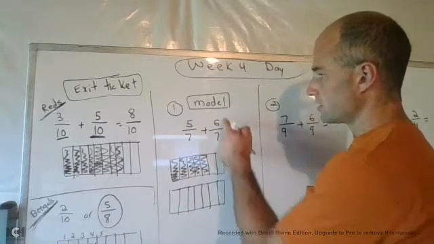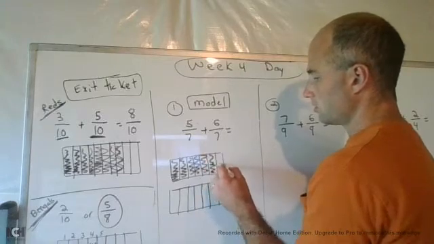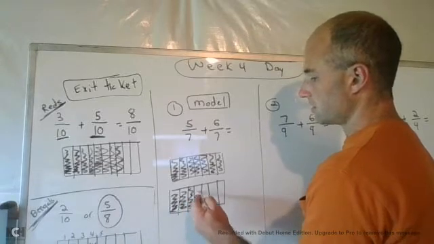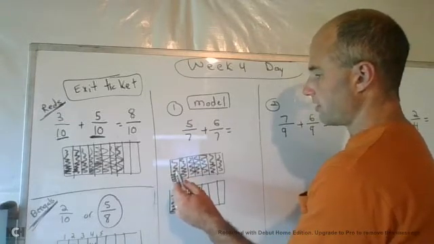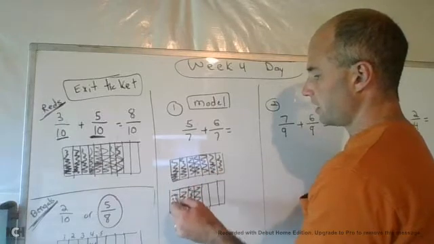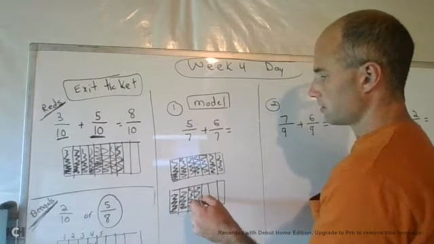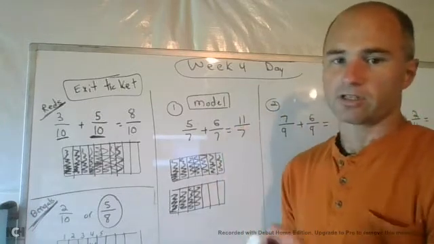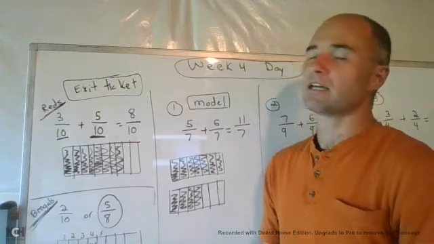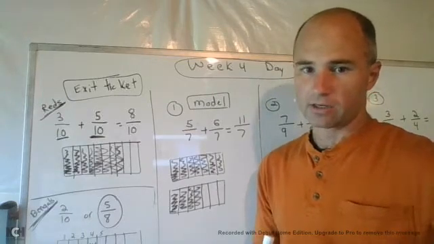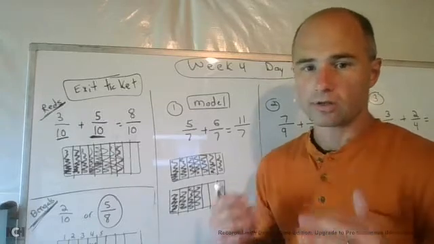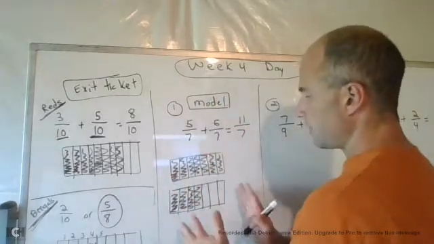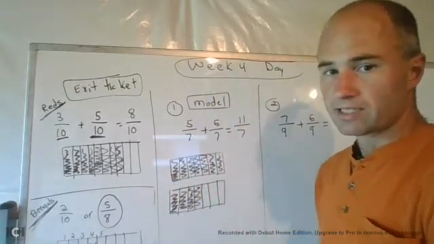Now I can go ahead and shade in 6 of them. 1, 2, 3, 4, 5, 6. So altogether now I have 1, 2, 3, 4, 5, 6, 7, 8, 9, 10, 11. So 11 is my numerator, and my denominator never, ever changes. It's the most common mistake if students try to add the denominators or subtract denominators. Don't do it. As you can see here, my denominator never changes. It's still broken up into sevenths.